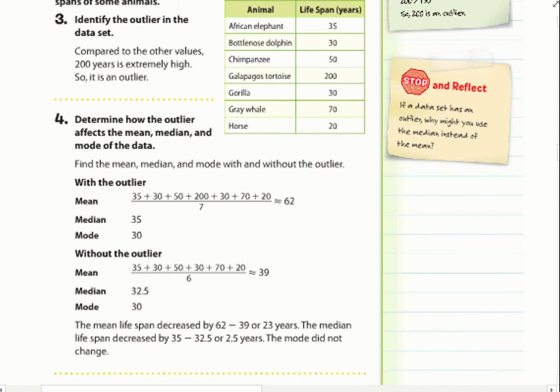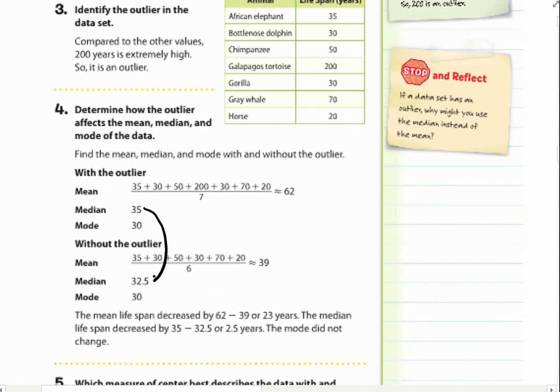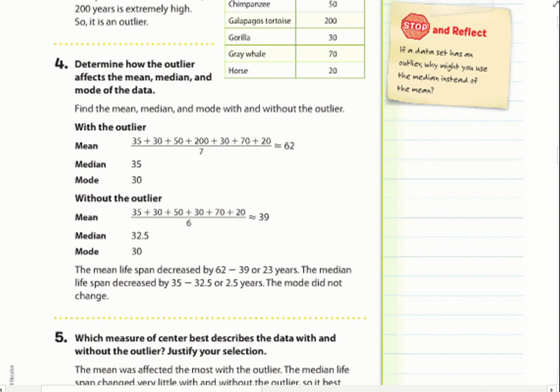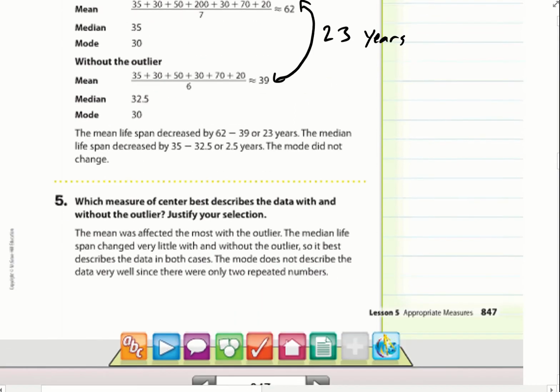Now, if you look at our median, we have 32.5, and it used to be 35. And if you look at the modes, they are the same. So the outlier mostly interrupts the mean. It really has a big difference on the mean, but not much of a difference on the median and no difference on the mode. So the mean lifespan decreased by 62 minus 39, or 23 years. The median lifespan decreased by 2.5 years. The mode did not change. So the whole average changed by 23 years. That's a pretty big gap for an average change.